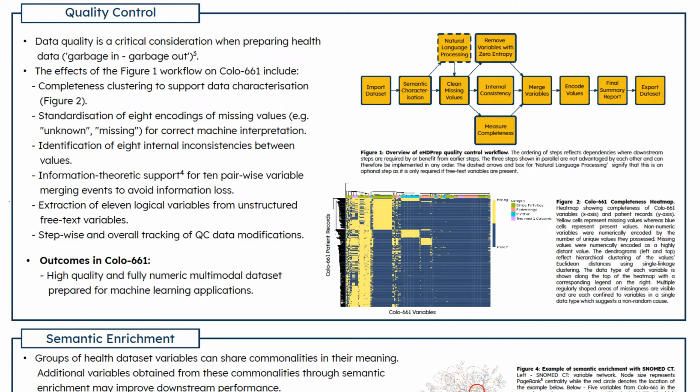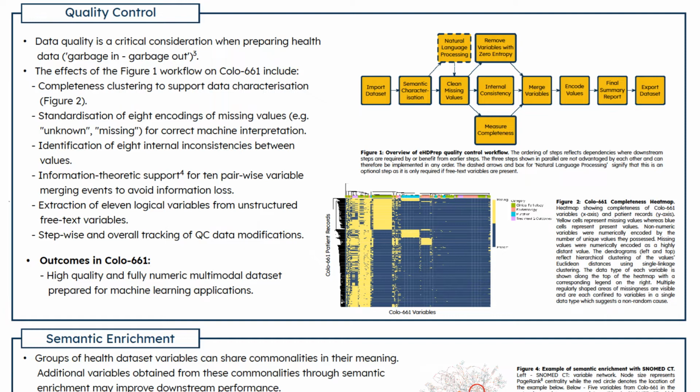There are several clear benefits of these methods in the case study dataset. These are summarized on the left-hand side of the quality control box. Figure 2 shows a completeness heat map of the dataset, where yellow cells represent missing values and blue cells represent present values. This visualizes the structure of the completeness in the dataset and reveals several regular shapes. These regular shapes suggest a non-random cause of the missingness and help further characterize the dataset.